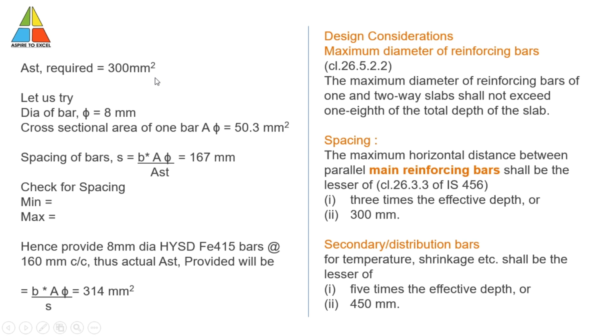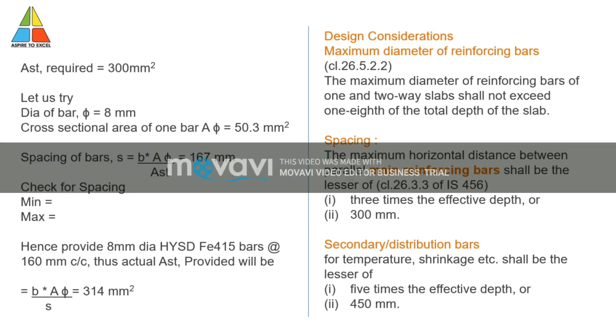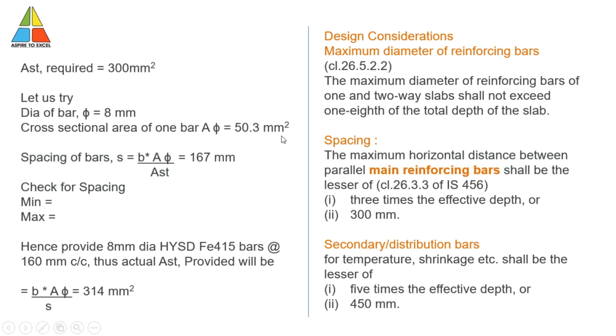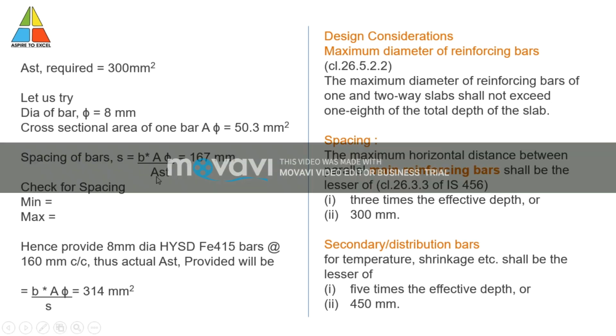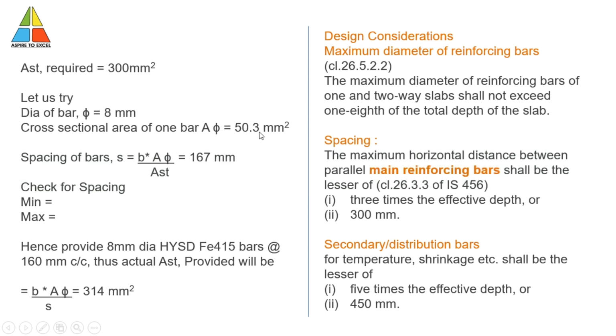So what are the various sizes that are available in the market? We will try dia of bar as 8 mm and the cross section area of one bar is 50. Generally we take it as 50 and actual value is 50.3, pi by 4 dia square. In case of beam we will calculate the number of bars, but here since it is a slab we will calculate the spacing. So spacing, the formula is B into Ast divided by Ast. B is 1000 millimeter again. Ast here is the area of one bar, so it is pi by 4 into 8 square. So it works out to be 50.3.